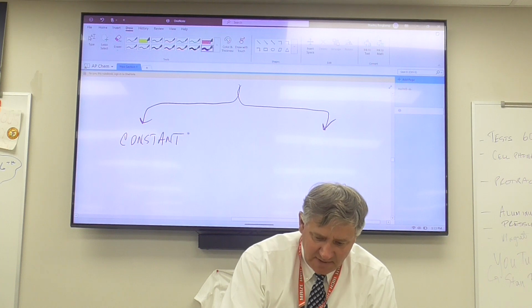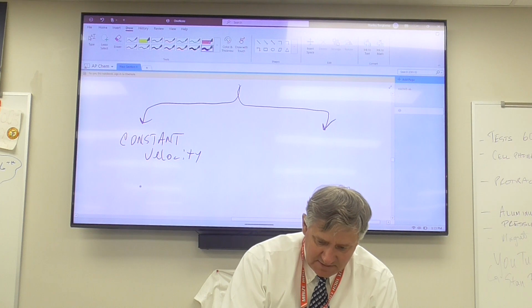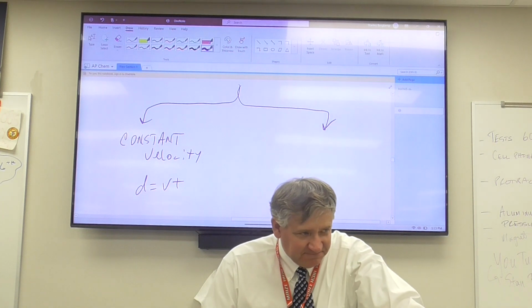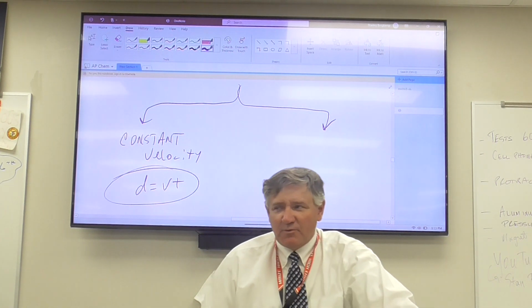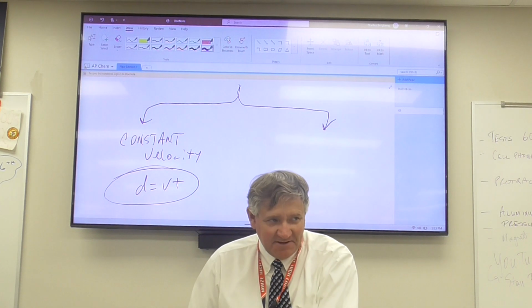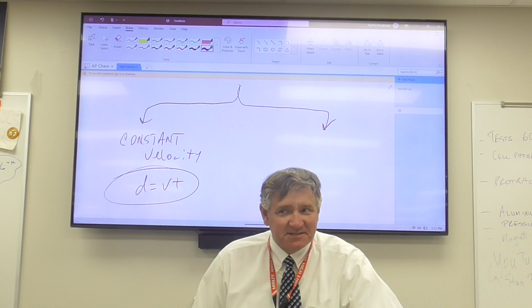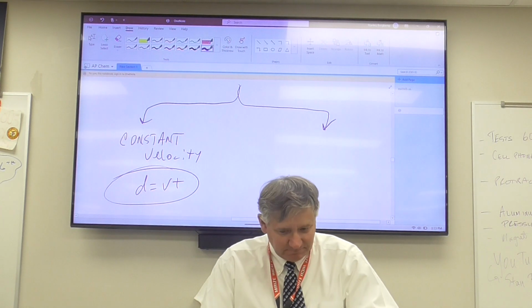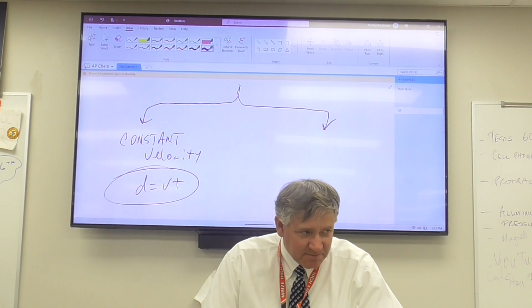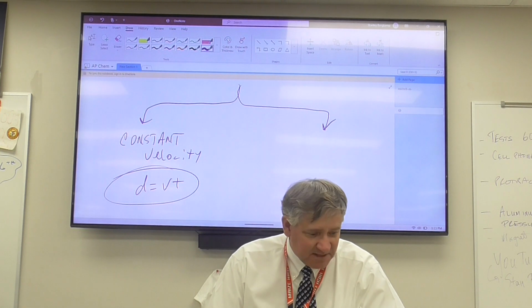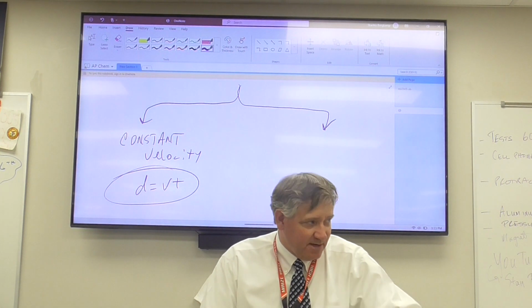You're either going to have constant velocity, in which case you can use distance equals velocity times time. So listen to me very carefully. This is a great equation, but it is a one-trick pony. It's amazing. You can use it at the speed of light, any number of things. But you can only use it if something is moving at a constant velocity. If you see something speeding up, slowing down, you can't use it.